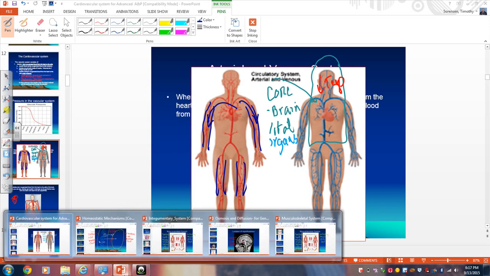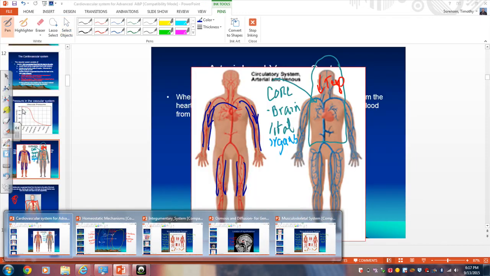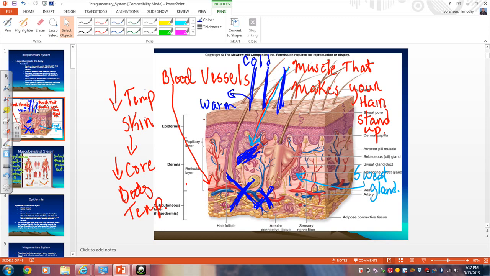The other thing it does is, let's go back to the skin. Instead of constricting those blood vessels again, it's going to dilate those blood vessels. It's going to make those blood vessels bigger. So these blood vessels here are going to dilate, so more of that rich red blood that has heat can now get closer to the skin so you can radiate that heat.